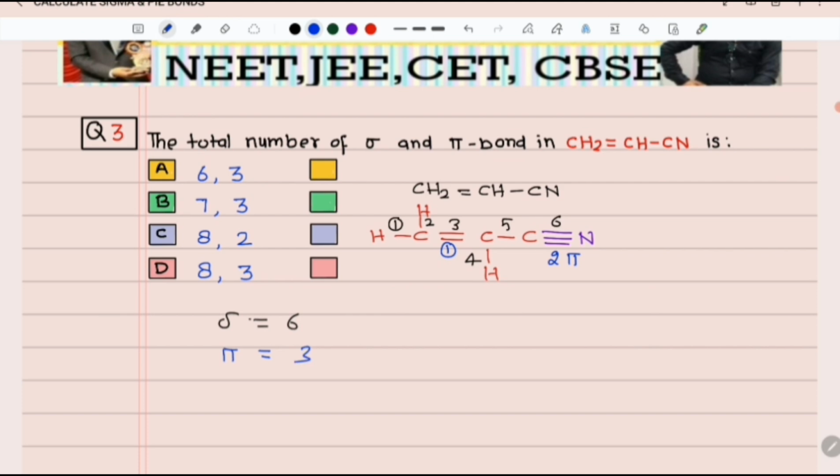So our option will be the one with 6 sigma bond and 3 pi bond. Option A has 6 sigma bond and 3 pi bonds. Option A is the correct option.